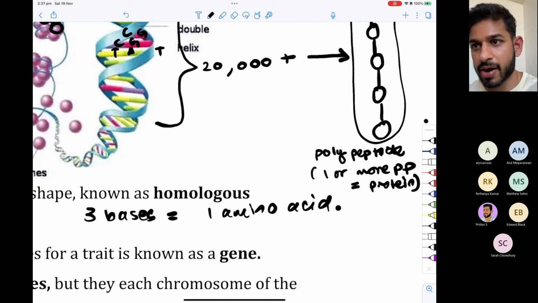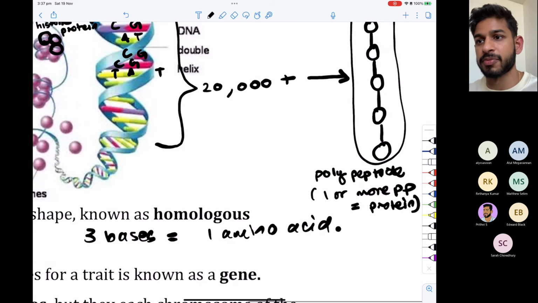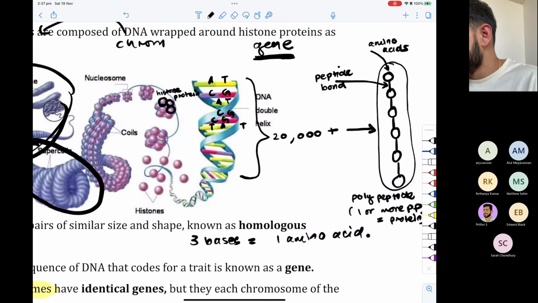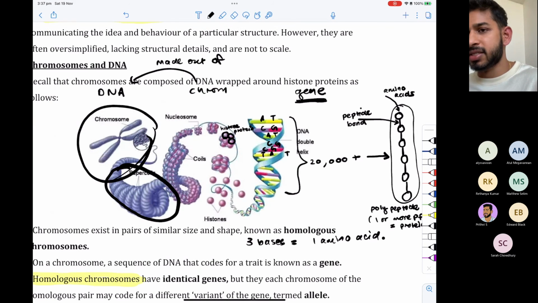Perfect example, hemoglobin. Hemoglobin is an oxygen-carrying protein that makes your blood red, right? It's made up of 4 polypeptide chains, meaning 4 different genes each make one chain of amino acids, and 4 chains of amino acids combine to form this protein. Okay, so a polypeptide is kind of a simpler unit of a protein. Sometimes proteins can be just one polypeptide. Okay, so very good. Any questions so far about DNA, chromosomes, and genes?